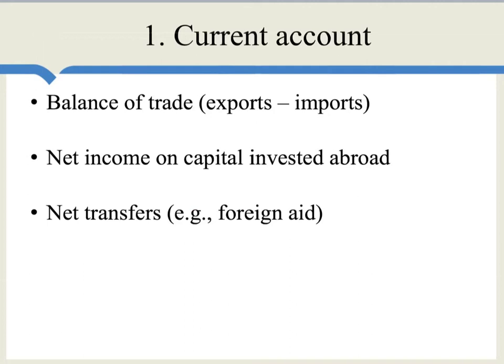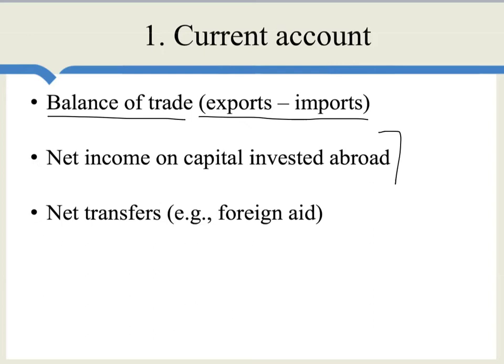Now let's give just a bit more detail on the current account and capital account to see more clearly what's behind it. The current account, we've already talked about exports minus imports. That we call the balance of trade, and that's by far the most important component of the current account. The current account has another component. It's called net income on capital invested abroad. So net income means income you're earning currently now. That's why we call it the current account.